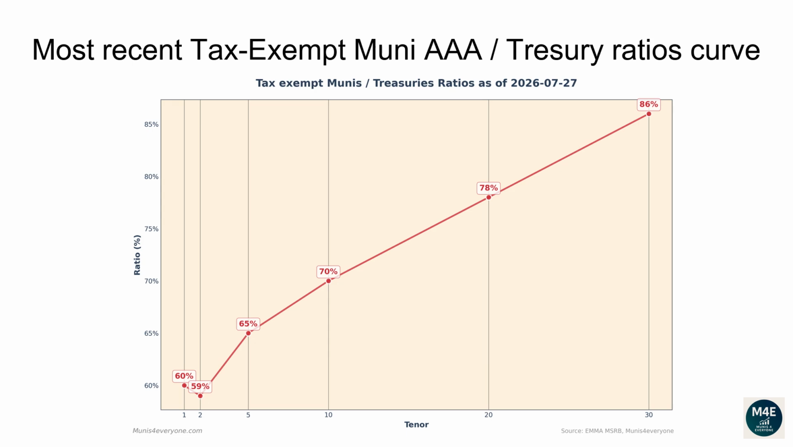The current one-year ratio is 60%. The 2 years ratio is 59%. The 5 years ratio is 65%. The 10 years ratio is 70%. The 20 years ratio is 78%. The 30 years ratio is 86%.